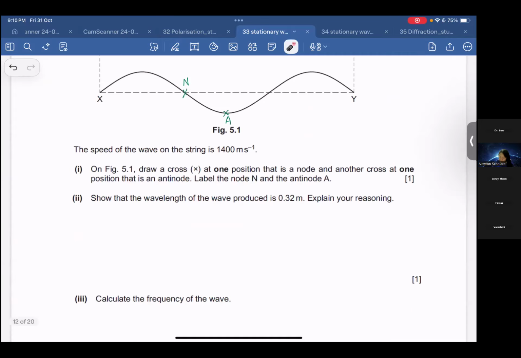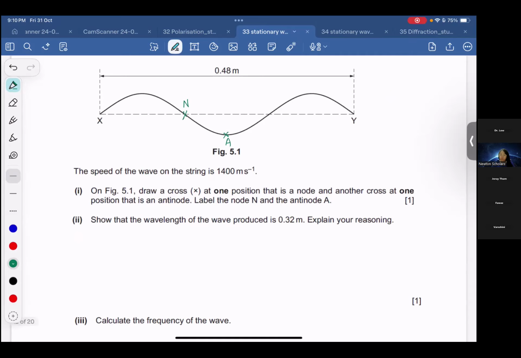Show that the wavelength is 0.32. Do it right now, don't refer to mine. At the same time, I write the working steps. Prove to me your wavelength is 0.32. The length is 0.48 meter, equals how many wavelengths? Were you able to get the answer? Same as me. Easy, right?